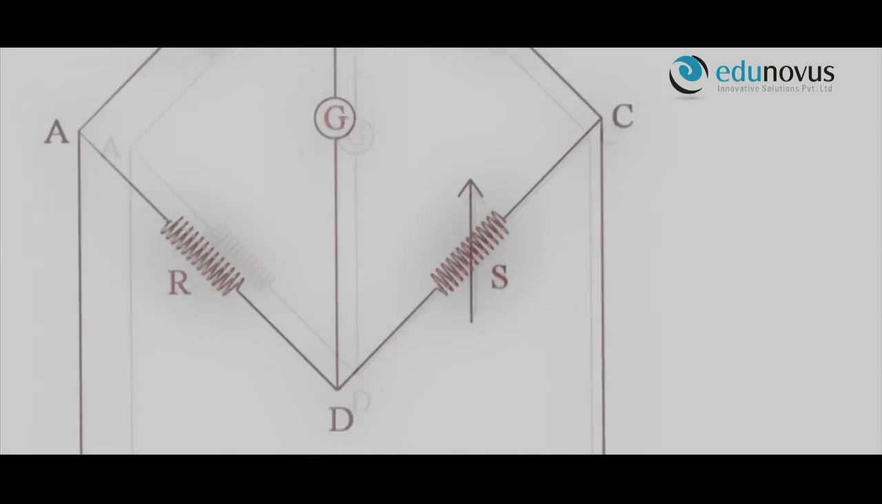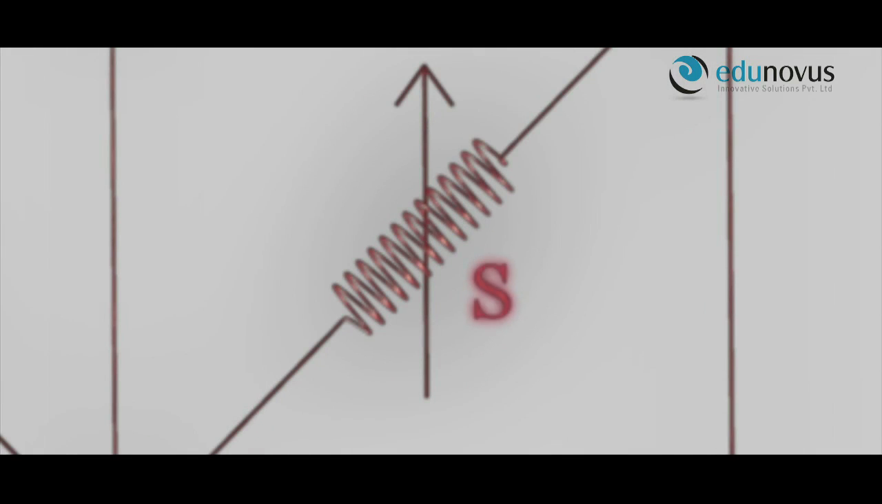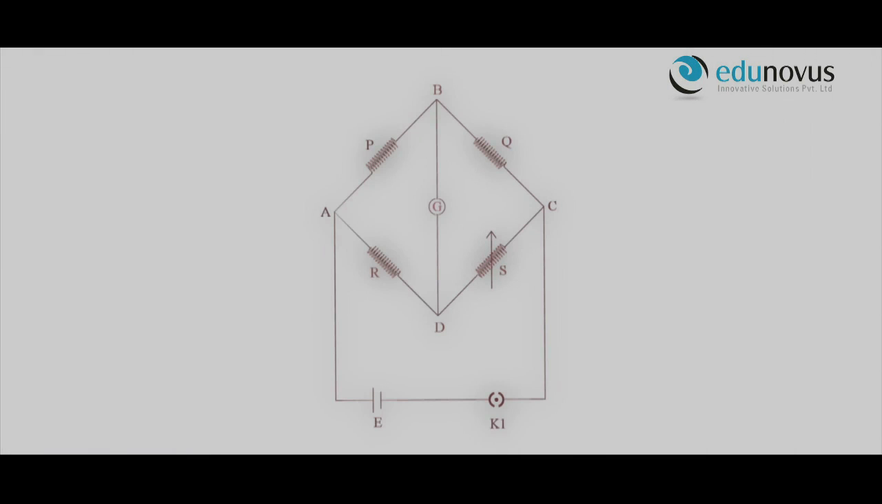Now, adjust the variable resistance S until the deflection in the galvanometer becomes null. While there is no current through the galvanometer, the bridge is said to be balanced. That is, the voltage difference between point B and D is 0. At this condition, the current flowing through the resistance P and resistance Q is I1, and the current flowing through the unknown resistance R and through resistance S is I2.